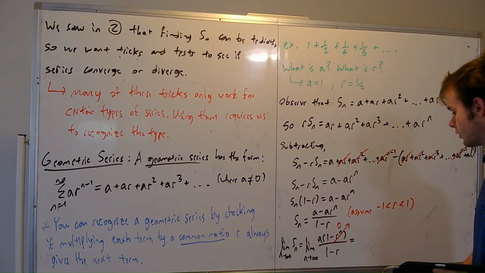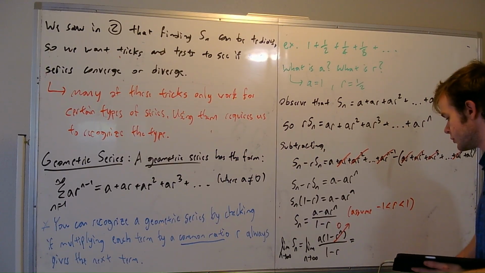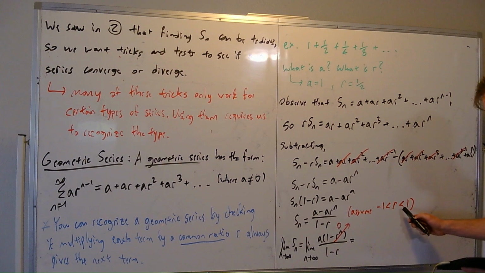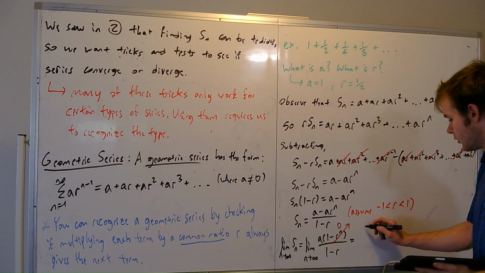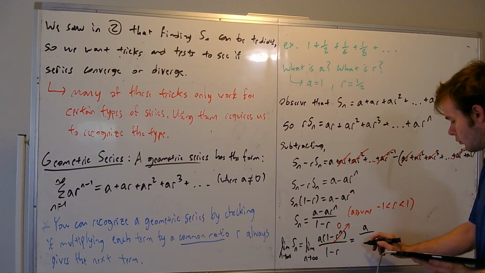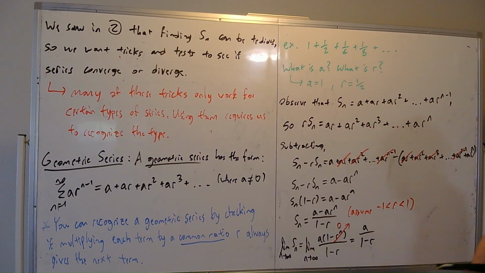So this part is going to 0 if we have that assumption. This is the important assumption here. So if we have that assumption, that part goes to 0. So we're going to get a over 1 minus r.